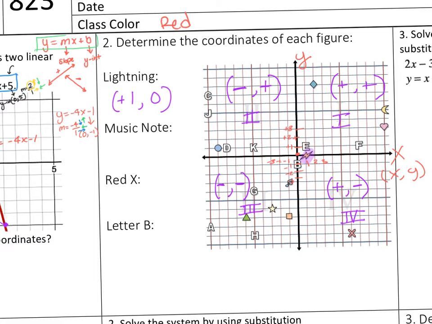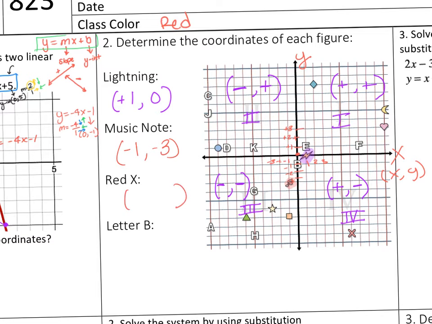For the music note, let's see where the music note is. The music note is right here in the 3rd quadrant. I just highlighted it in red. So I already know that both of my values are going to be negative. So the music note is at -1, -3.